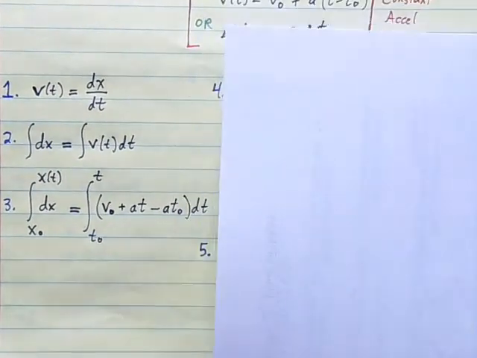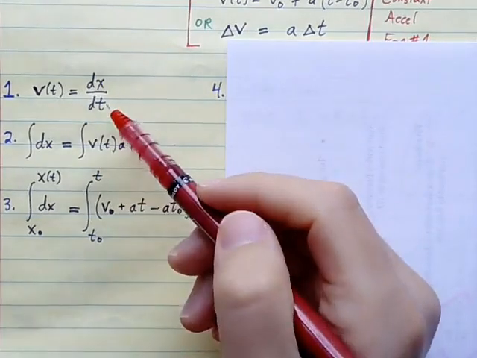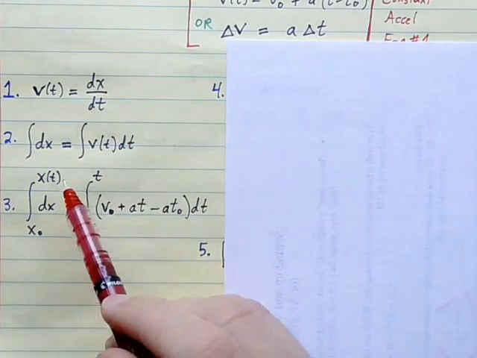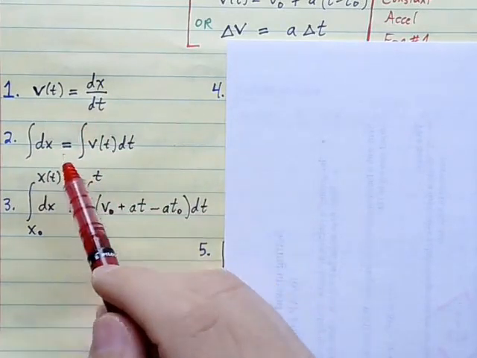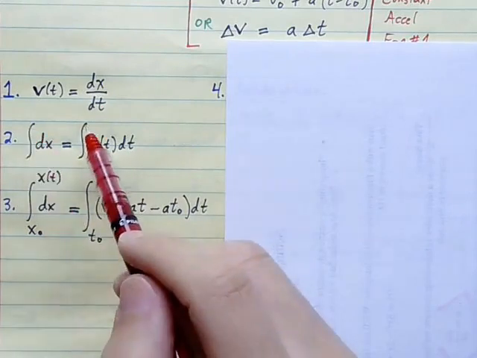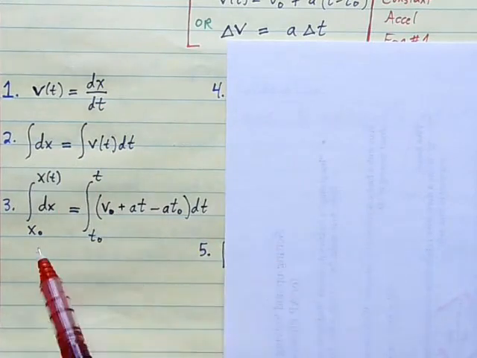Okay, so here, v of t equals dx dt. We're going to rearrange that into two integrals. So multiply both sides by dt, move the dt over, so it's dx equals v dt. Integrate both sides, meaning add up an infinite number of these infinitely small things. Set your limits now.